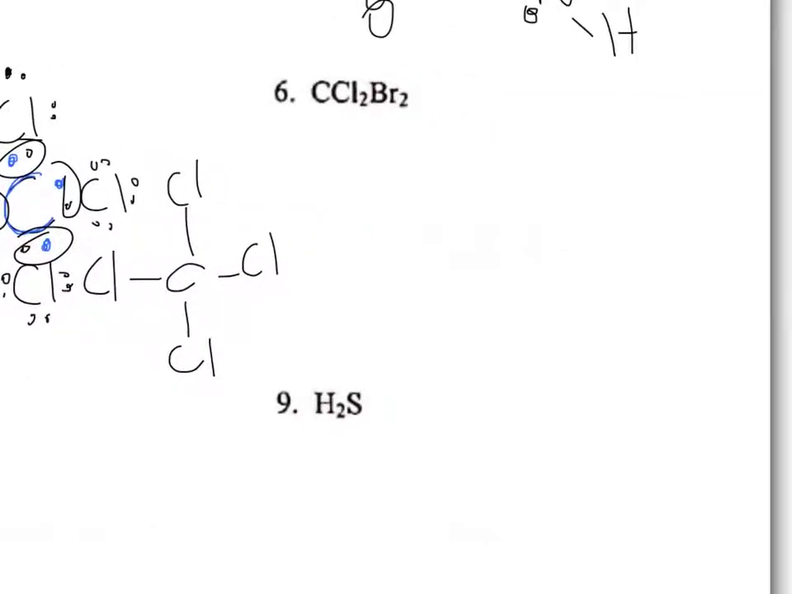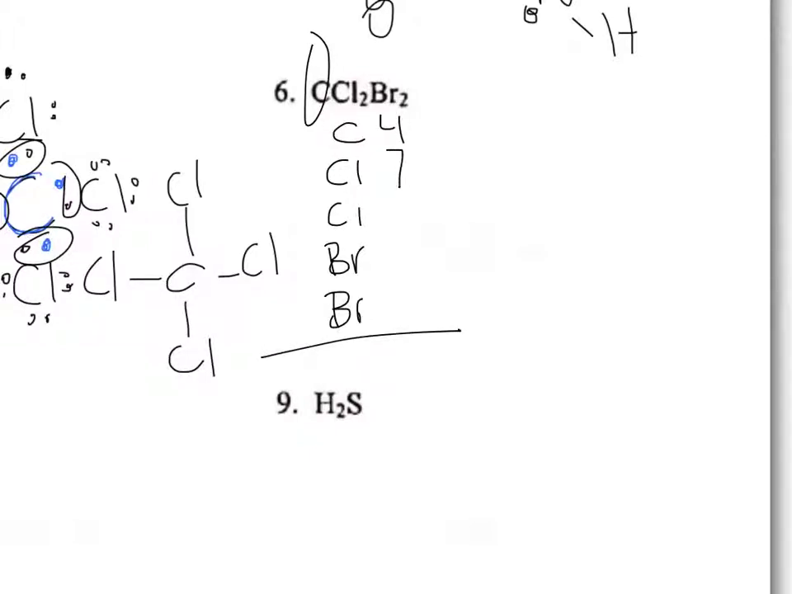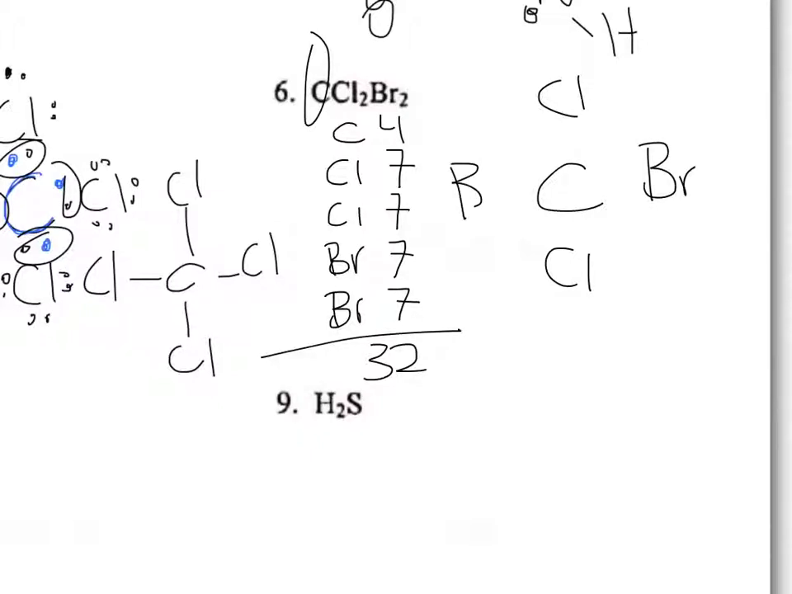Number 6, CCl2Br2. So it still looks like carbon will be the central atom with the chlorines and bromines sticking off the side. We're going to add up C, Cl, Cl, Br and Br. 4, 7, 7, 7, and 7 again, giving us a total of 32. And so carbon and chlorine, chlorine, bromine, bromine. The central atom carbon, I'll draw its valence electrons first. We have a total of 4.